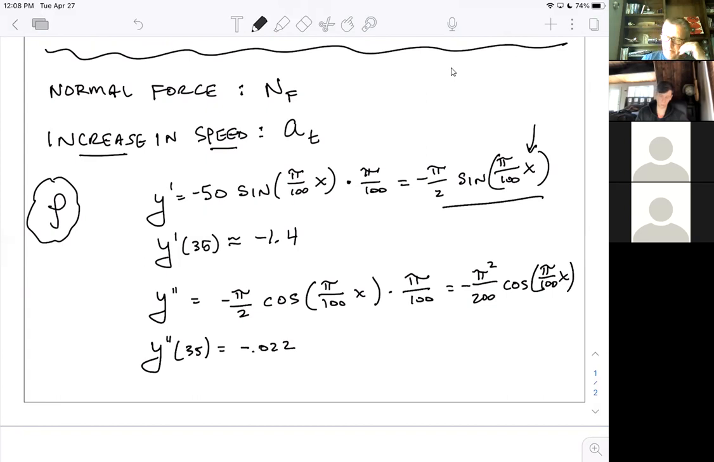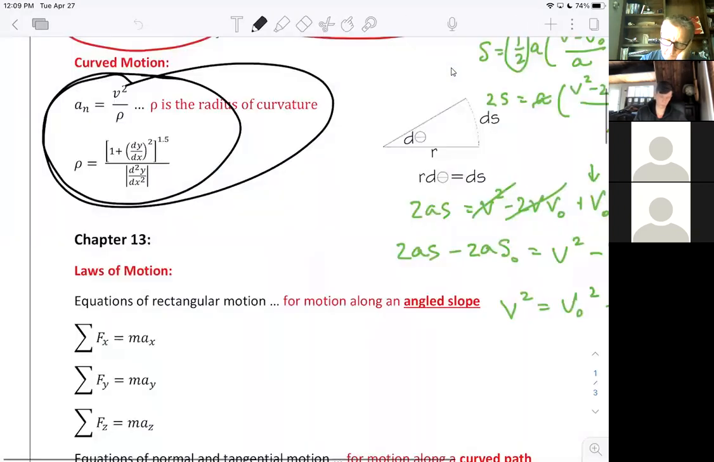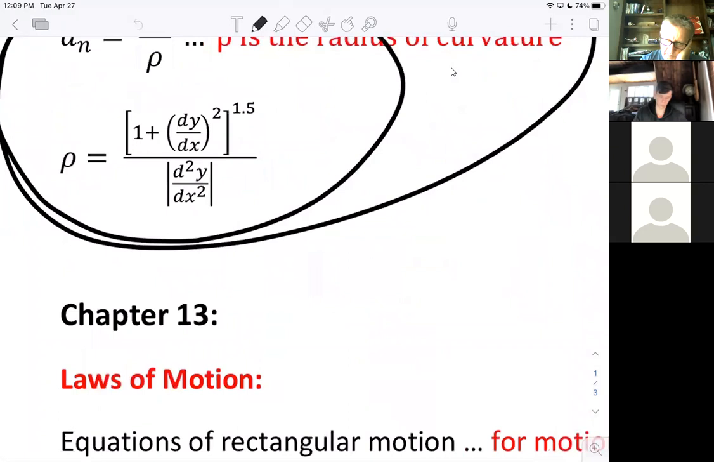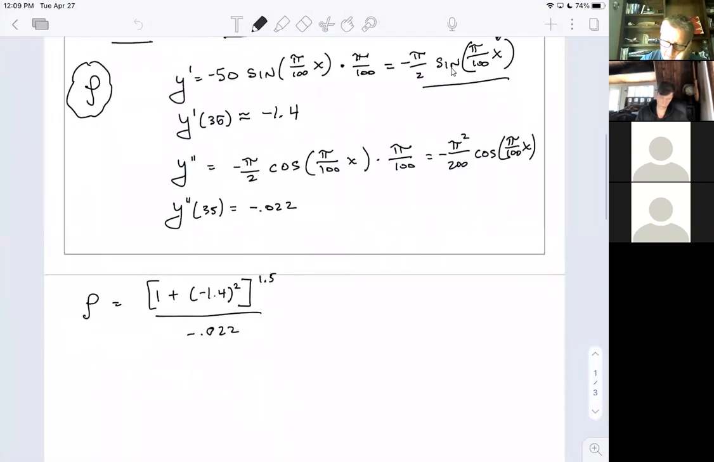So do I know everything I need? Yeah, I do know everything I need for rho now, because if I remember right, I'll double check this, it was 1 plus the derivative squared, all raised to the 1.5 power, divided by, and I know there's something wrong with this. I think that bottom was an absolute value. So it's not negative, in other words. Let's double check this. Yeah, second derivative, absolute value. Everything I said is true. So really that's supposed to be an absolute value of that.